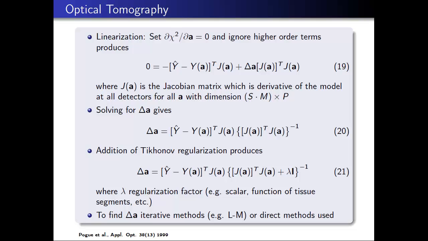But like I said, a lot of times they use this Tikhonov regularization, the addition of this factor here. And this regularization factor could be scalar, but in Brian Pogue's inversion, they actually found it to be a function of the tissue segment. So this lambda along the diagonal is varying. And you find this delta A through iterative methods like Levenberg-Marquardt, or direct methods are sometimes used too.